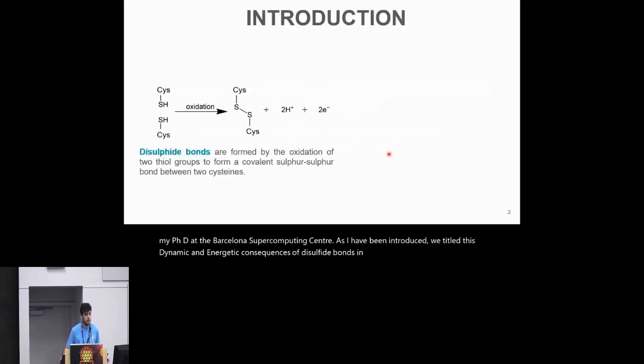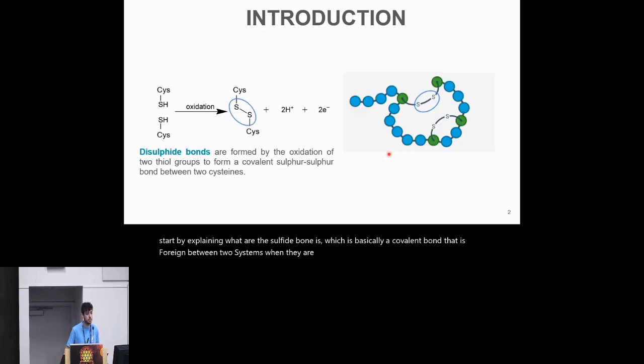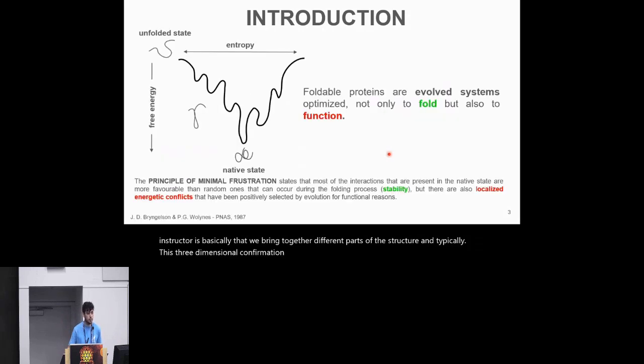So it's only natural that I start by explaining what a disulfide bond is, which is basically a covalent bond that is formed between two cysteines when they are oxidized. And the consequence in the protein structure is basically that we bring together different parts of the structure, and typically this three-dimensional conformation changes.